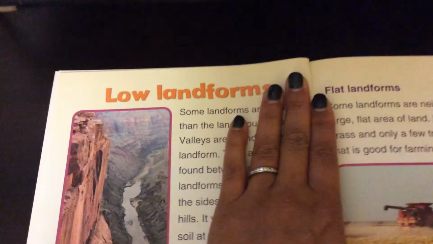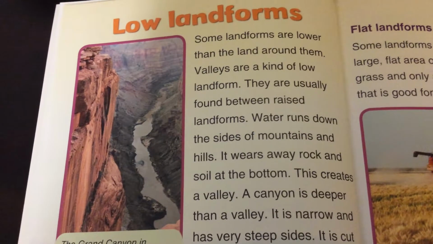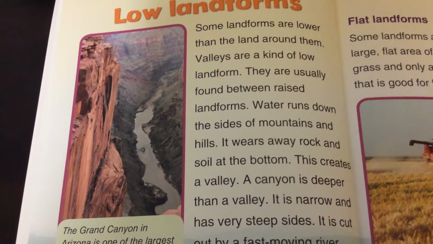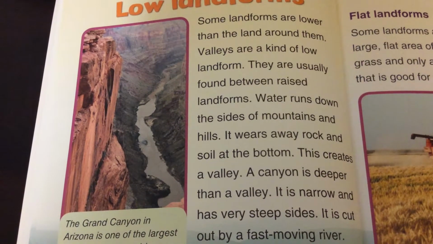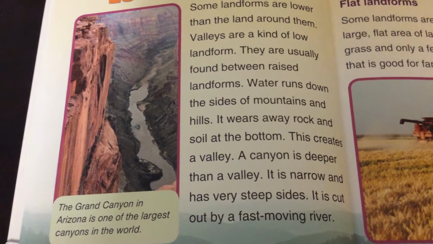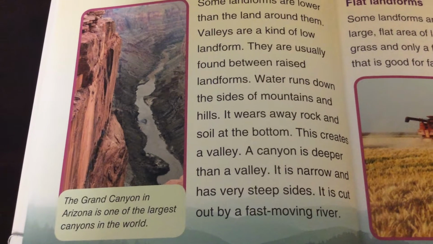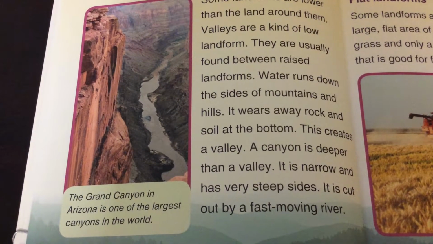Here's our last section for today. Low landforms. Some landforms are lower than the land around them. Valleys are a kind of low landform. They are usually found between raised landforms. Water runs down the sides of a mountain and hills. It wears away rock and soil at the bottom.